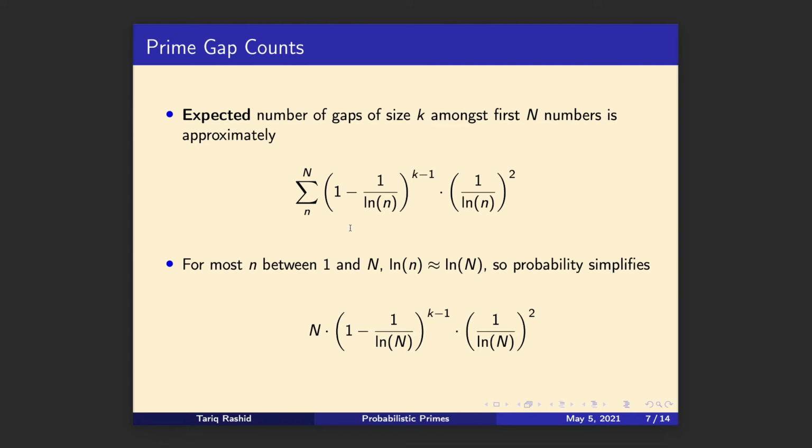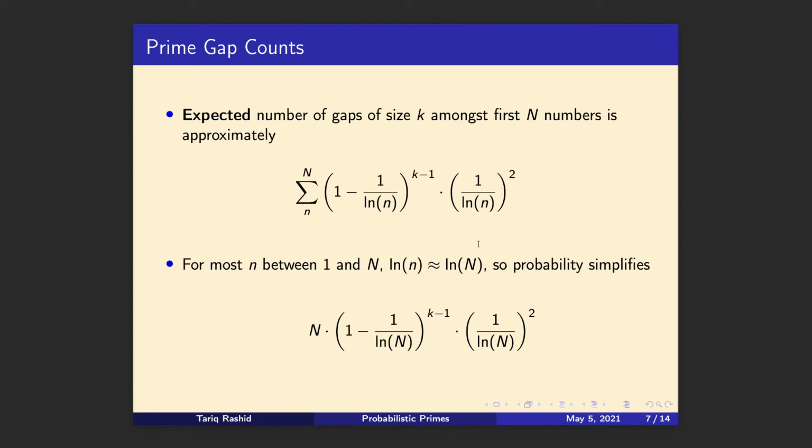What do I mean by edge effects? I mean that if I have a gap of size 10 and I start the gap just 1 or 2 from the end of that sequence, I'm going to overflow, but that's a small factor. It doesn't matter so much. So there's another simplification we can make here, which is for most n between 1 and N, the logarithm of n is approximately log N.